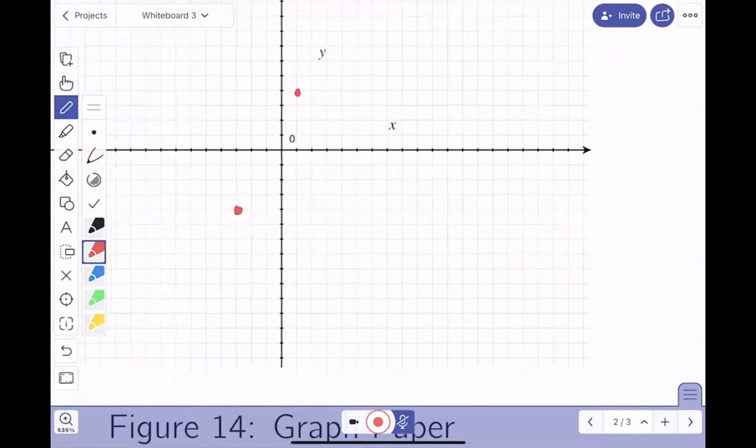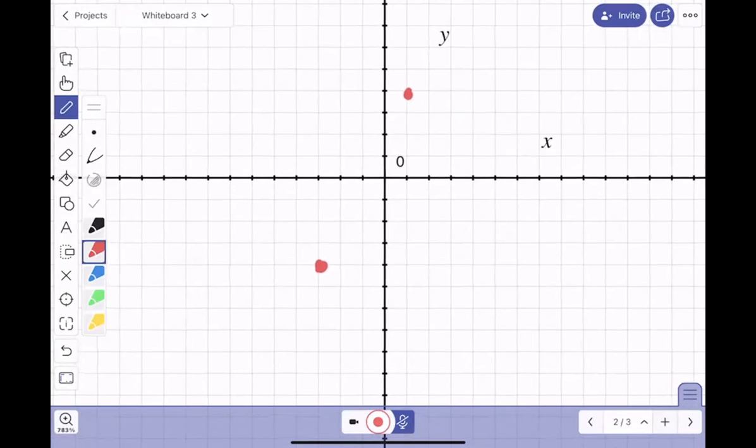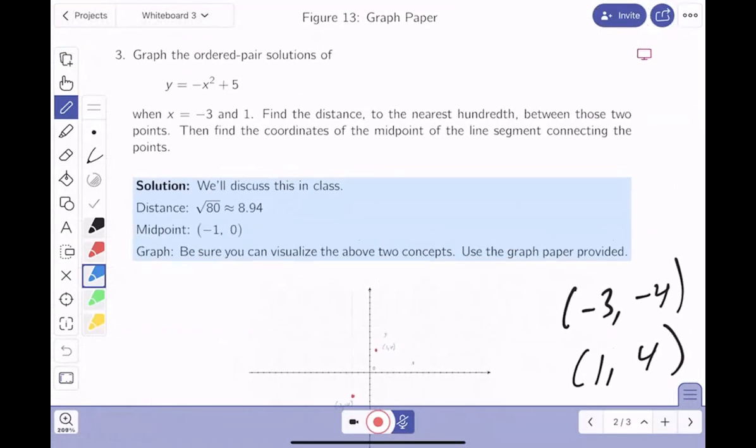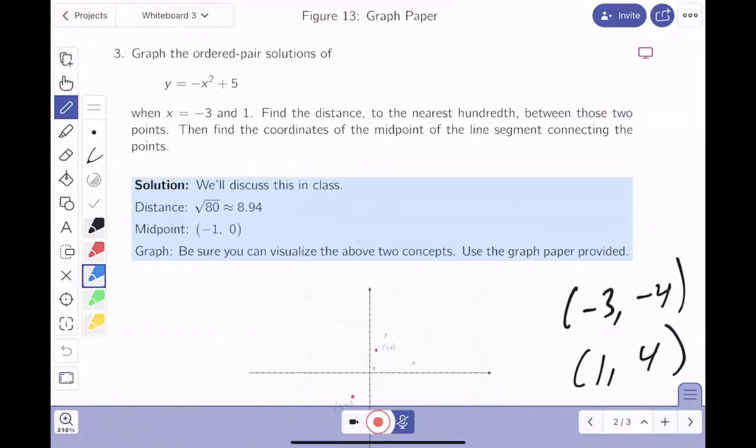I'm going to blow this up, and I want to make sure you know what I'm looking at. This is the point 1, comma 4. This is the point -3, comma -4. All right. Now, what do they want me to do? Well, let me point out what they want me to do. They want me to graph it. I just did it. I graphed the ordered pair of solutions.